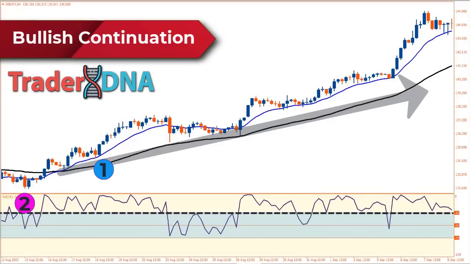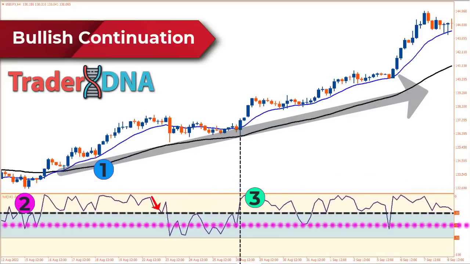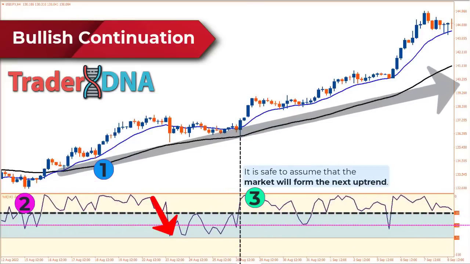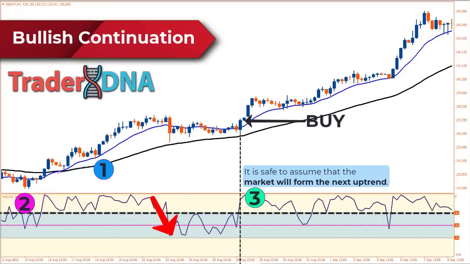Third, when the percent R indicator goes upward past the minus 30 level again, after hitting the first overbought level and bouncing downward below the minus 50 level, it is safe to assume that the market will form the next uptrend. So, a buy will only be opened if the percent R indicator goes upward past the minus 30 level for the second time, and so on. Place a stop loss below the lowest moving average.